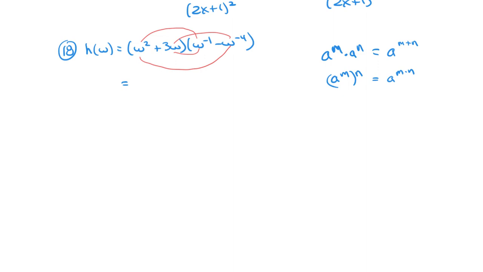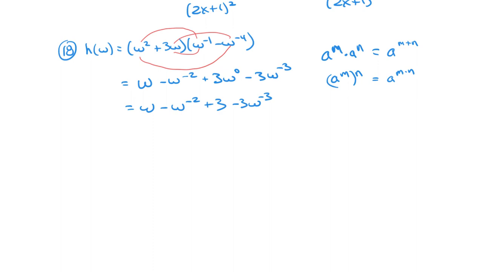So m times n. So with that in mind, right here we're going to get w squared times w to the negative 1. 2 plus negative 1 is just 1, so I have just w. Then the outside, I'm going to get minus w to the minus 2. Inside, we get plus 3w to the 0. And then last times last, we get minus 3w to the negative 3. But w to the 0 is just 1, right?